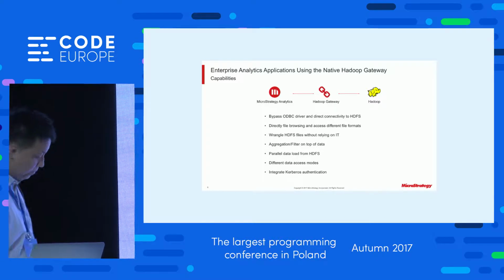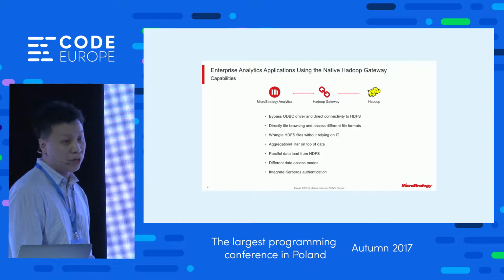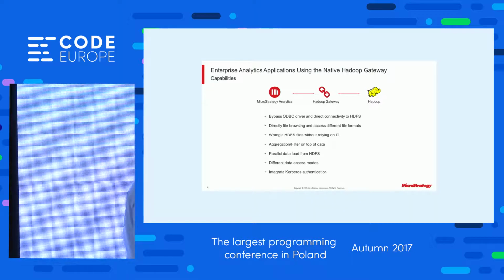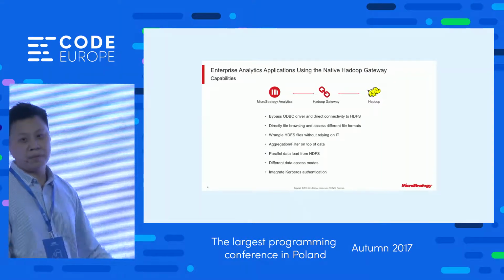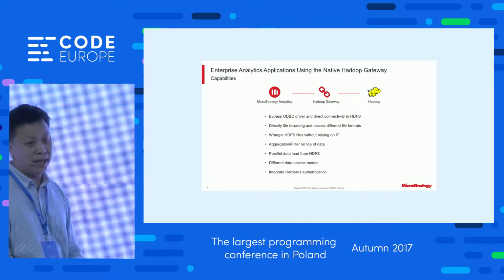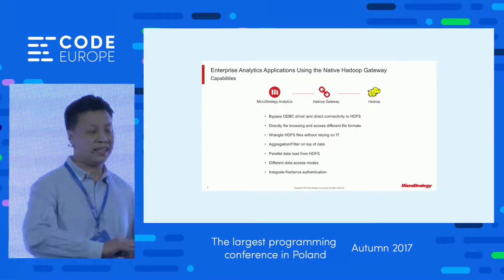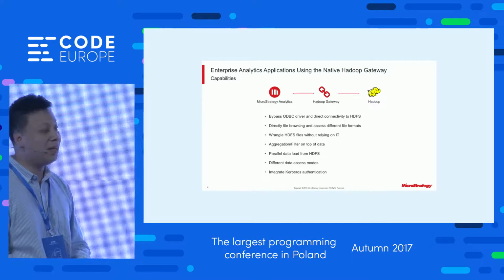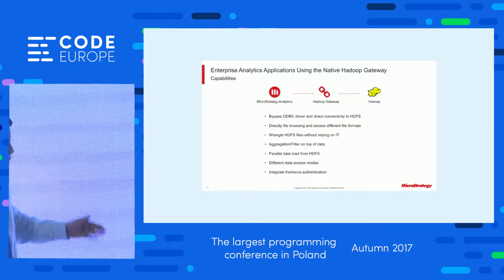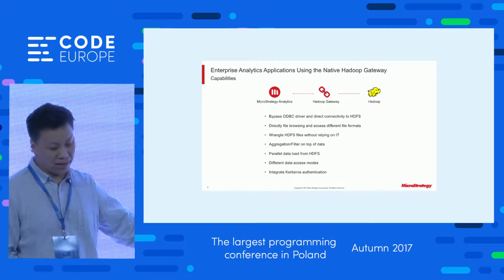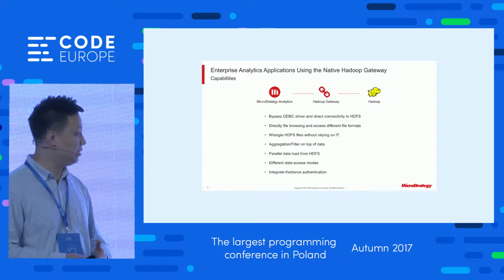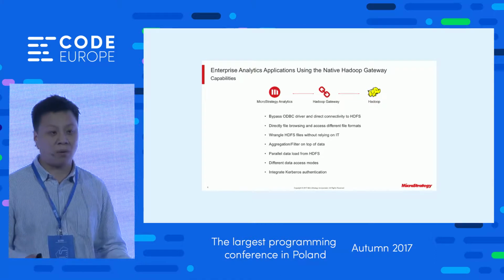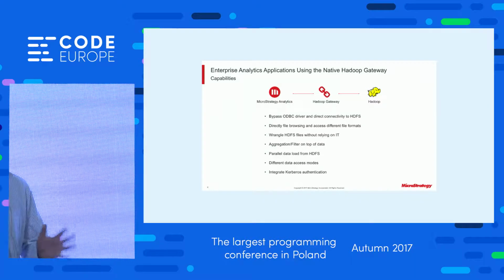Here are some major capabilities of our Hadoop Gateway. The first one is actually my favorite: we allow the business user to bypass the ODBC and JDBC drivers. The user can access HDFS, browse, drag the folder, and pick up the file from the Hadoop system directly. Then you can do a lot of data wrangling. Data wrangling here means that business users can do a lot of data cleaning and data transformation by themselves.